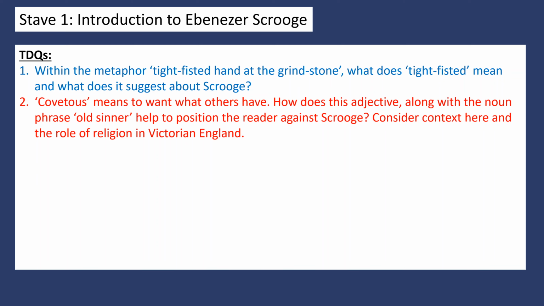So if you think about religion, which played a huge role in Victorian England, one of the 10 Commandments is not to be covetous, not to want what other people have. So Scrooge is therefore sinning here. He is being covetous. He wants what other people have. He wants more and more, which would be seen as a sin.